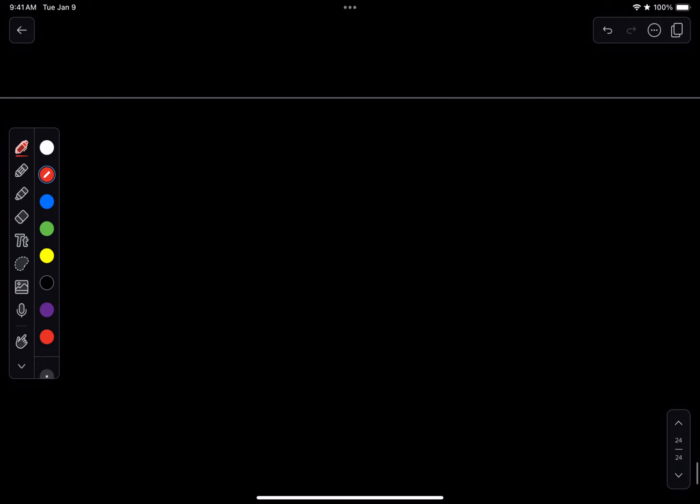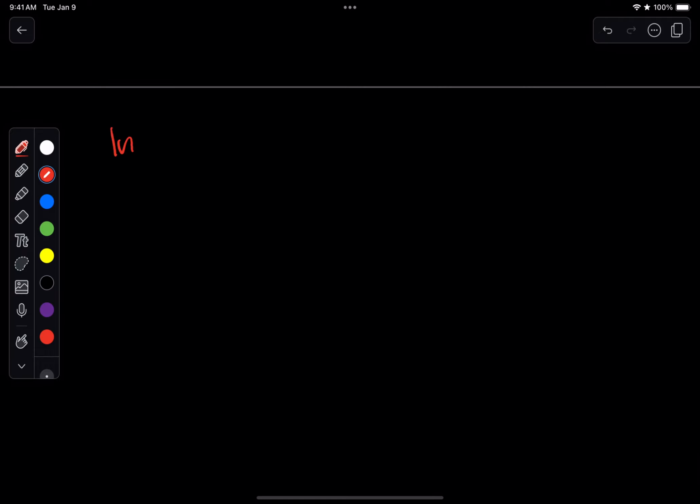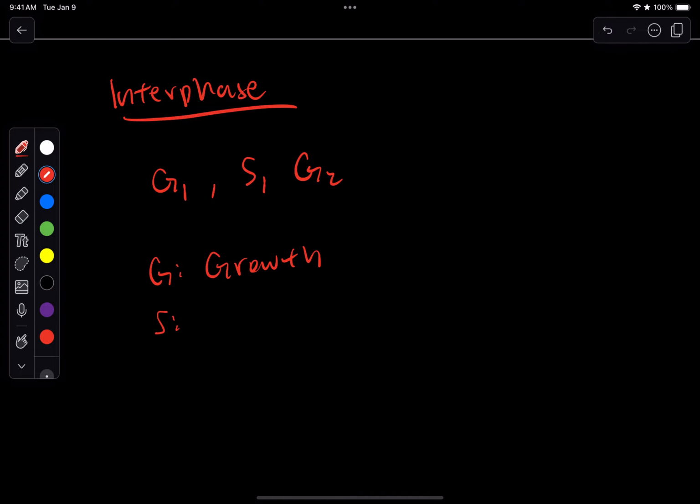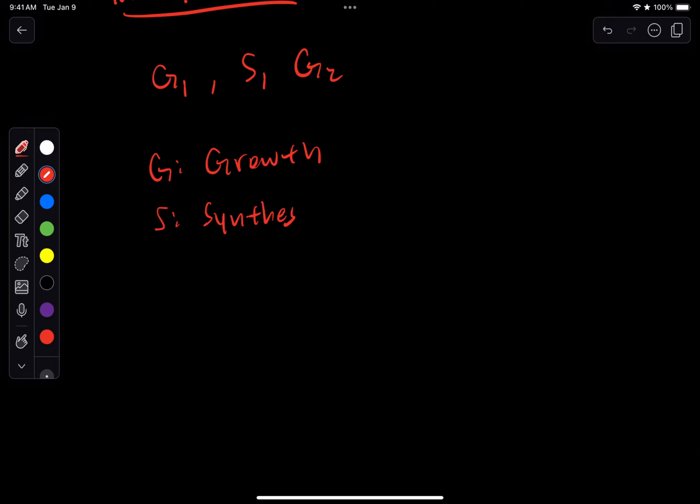There are three phases of interphase: the G1 phase, the S phase, and the G2 phase. G stands for growth, and S stands for synthesis. During the G1 phase, the cell grows and prepares for the replication of DNA, and some cellular organelles are replicated during the G1 phase.